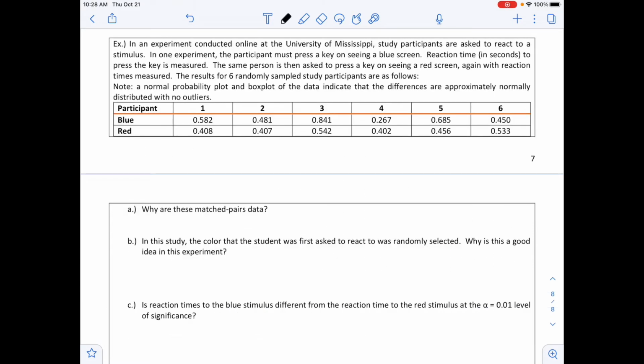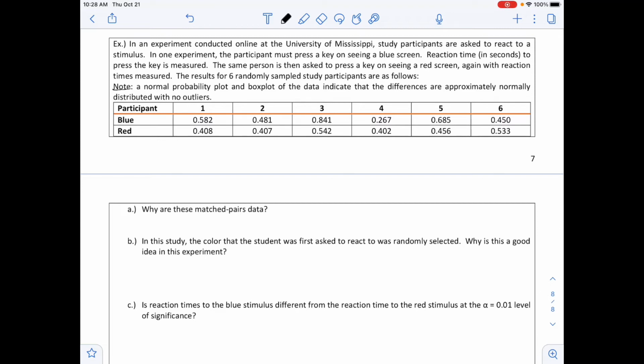The example says, in an experiment conducted online at the University of Mississippi, study participants are asked to react to a stimulus. In one experiment, the participant must press a key on seeing a blue screen. Reaction times in seconds are recorded, and then the same person is asked to press a key on seeing a red screen. Again, the reaction times are measured. The results for 6 randomly sampled study participants are as follows. Then there's a note here, and the note says that a normal probability plot and box plot of the data indicate the differences are approximately normally distributed with no outliers.